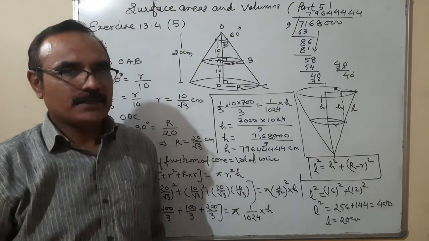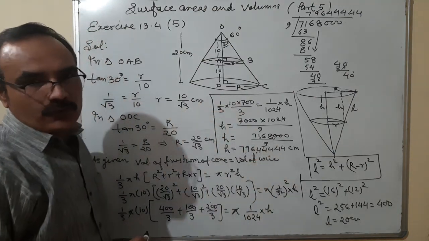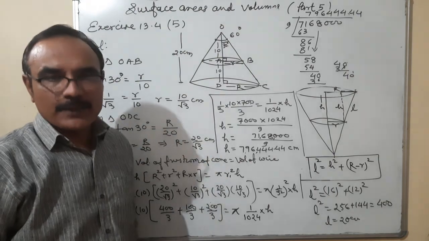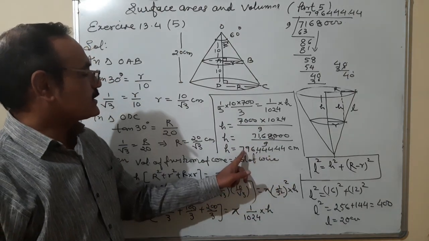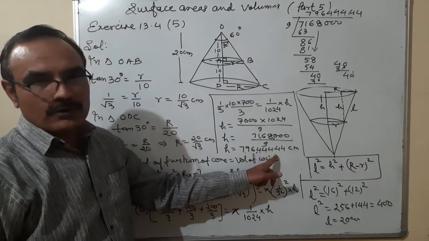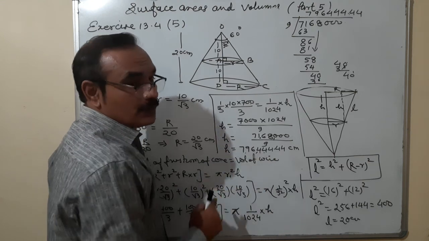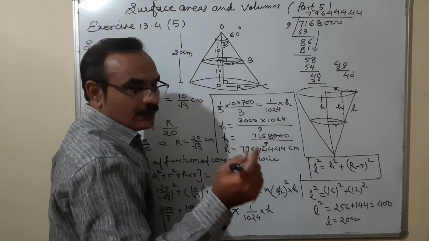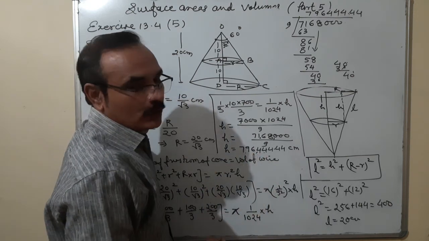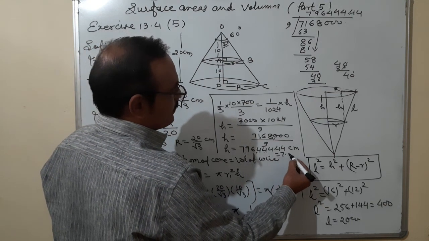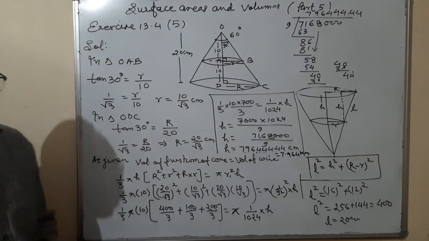This answer is coming in centimeters, which is too much, so 796444.44 centimeter is to be converted into meters. 1 meter is equal to 100 centimeter, so the decimal is shifted 2 places. So it is 7964.44 meter. Now to convert 7964 meter into kilometers, in 1 kilometer there are 1,000 meters, so it is 7.964 kilometer. This is the length of the wire.